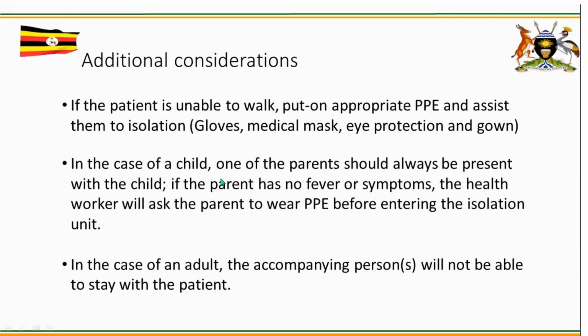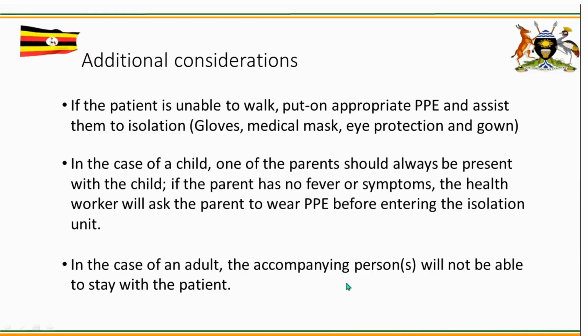In the case of a child, one of the parents should always be present with the child. If the parent has no fever or symptoms, the healthcare worker will ask the parent to wear PPE before entering the isolation unit. In a lower level facility, you are talking about the holding area, where you can avoid contact with the child. For example, the mother has no symptoms, so you put PPE on the mother, and the mother can hold the child as you screen and then appropriately signal the system so that they can respond.